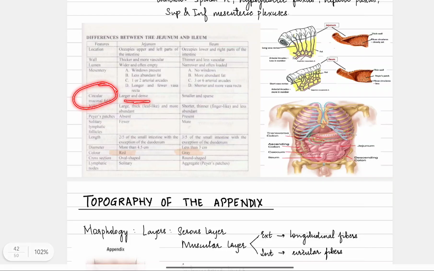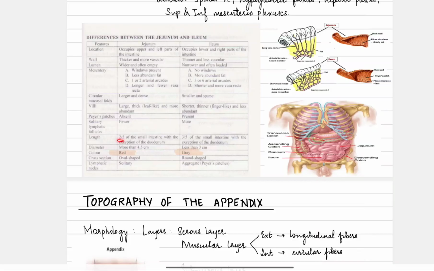Circular mucosal folds are large and dense in jejunum. In ileum, small and sparse. Villi are large, thick, leaf-like and more abundant. In ileum, they are short, thin, finger-like and less abundant. Peyer's patches are absent in jejunum and present in ileum. See, here a Peyer's patch is present in ileum, here it is not. Solitary lymphatic follicles are fewer in jejunum and more in ileum.